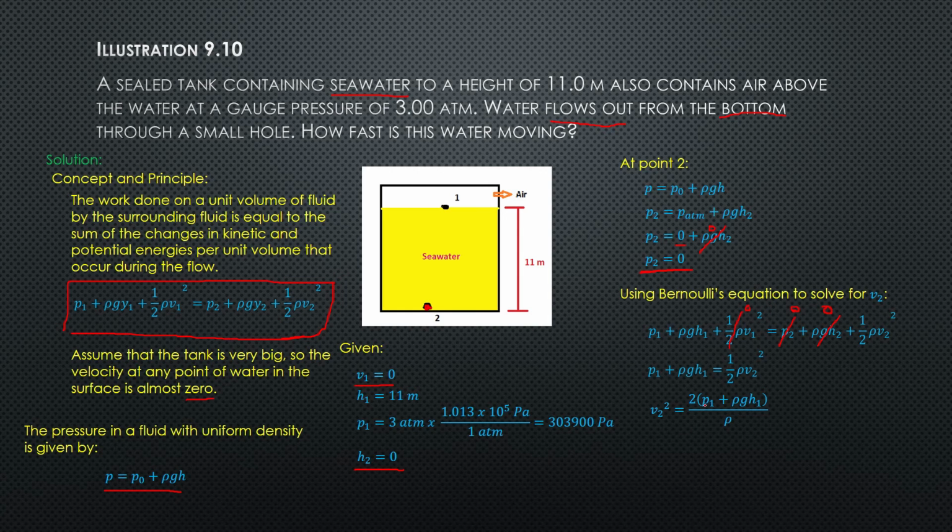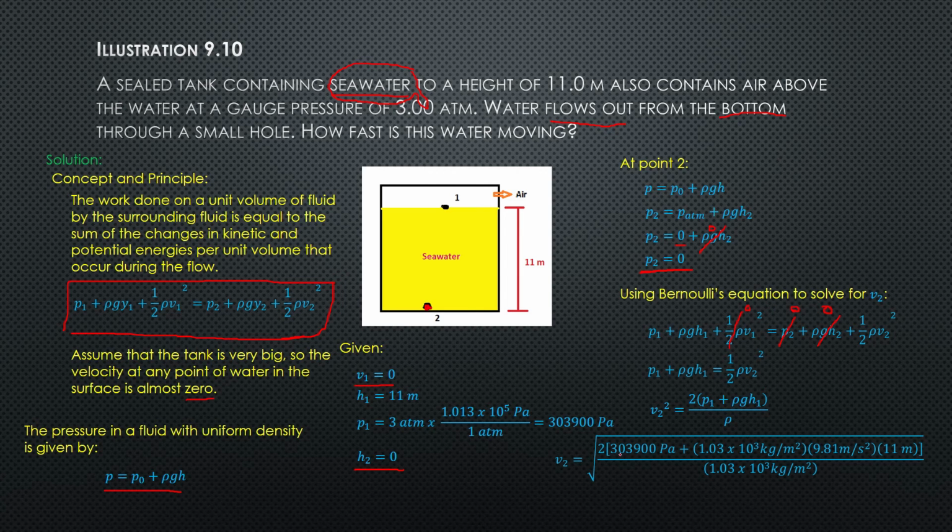Then substituting the given values, p1 is 3 atmospheres, which is 303,900, right? Then the density of the seawater, or of the fluid. Then acceleration, which is 9.81, and height is 11. Then density of seawater. Then taking the square root on both sides, that will give us this equation.